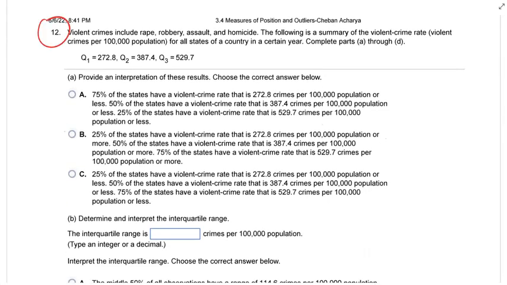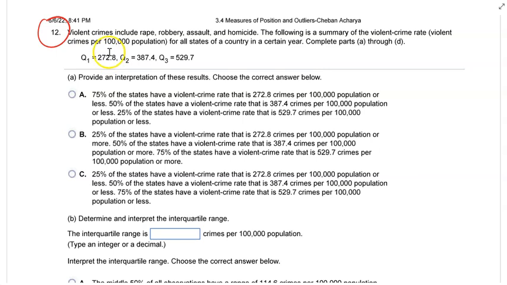Violent crimes include rape, robbery, assault, and homicide. The following is a summary of violent crime per 100,000 population for all states of the country in a certain year. They are given the first quartile, second quartile, and third quartile of the violent crime. That means how many violent crimes per 100,000 population. And the question, part 1, is to provide the interpretation of the results. In other words, how do you interpret the first quartile? How do you interpret the second quartile? How do you interpret the third quartile?